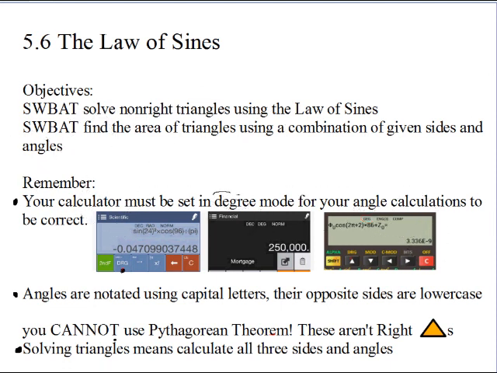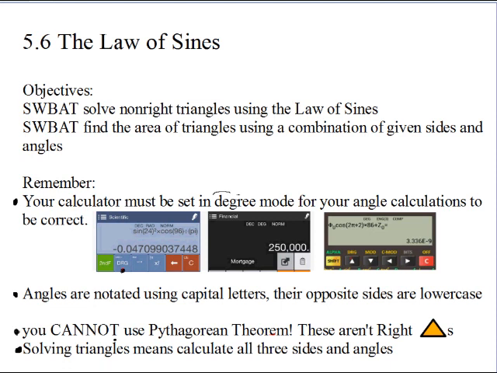Remember that angles in a triangle are used with capital letters. Their opposite sides are lowercase. So if one angle is capital A, then the opposite side would be lowercase a.